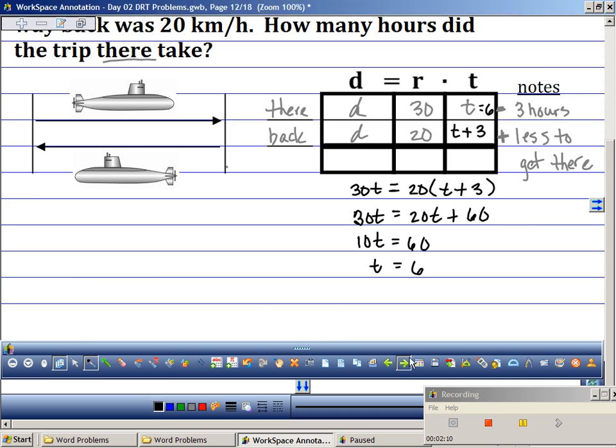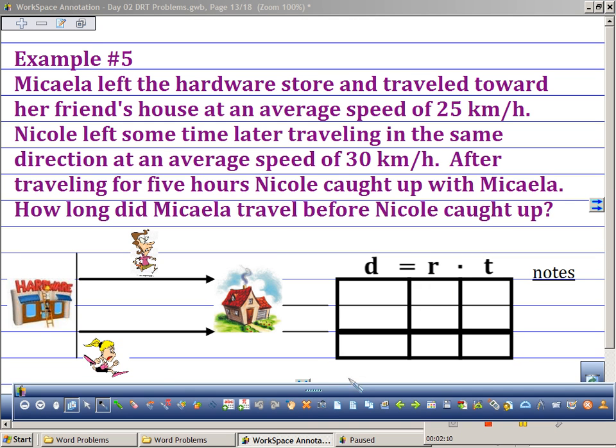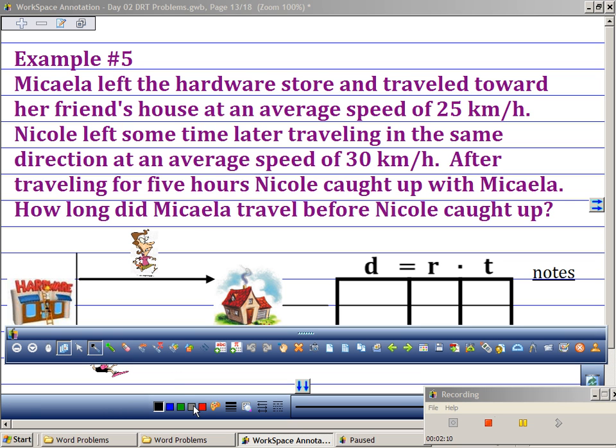Let's do another one. The way to get these is repetition, doing them over and over and over, and pretty soon you're like, this isn't really that hard.